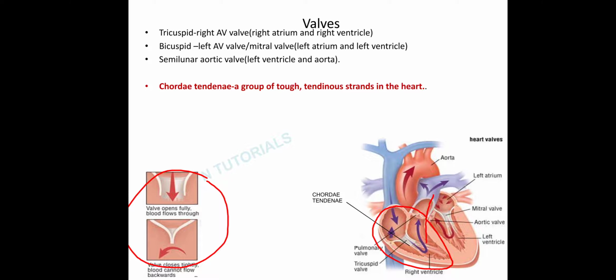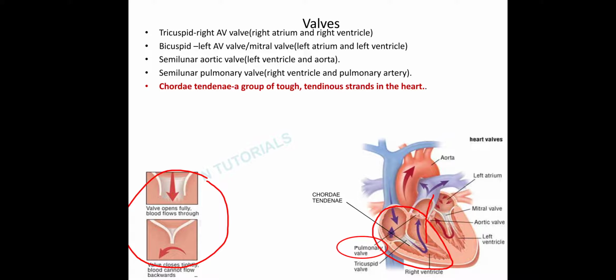The next valve is the semilunar aortic valve. Semilunar aortic valve is present between the left ventricle and the aorta, just to ensure that the blood doesn't come back from the aorta to the left ventricle. In the same way, you have the semilunar pulmonary valve between the right ventricle and the pulmonary artery. Again, for the same reason, to prevent the backflow of the blood from the pulmonary artery to the right ventricle.